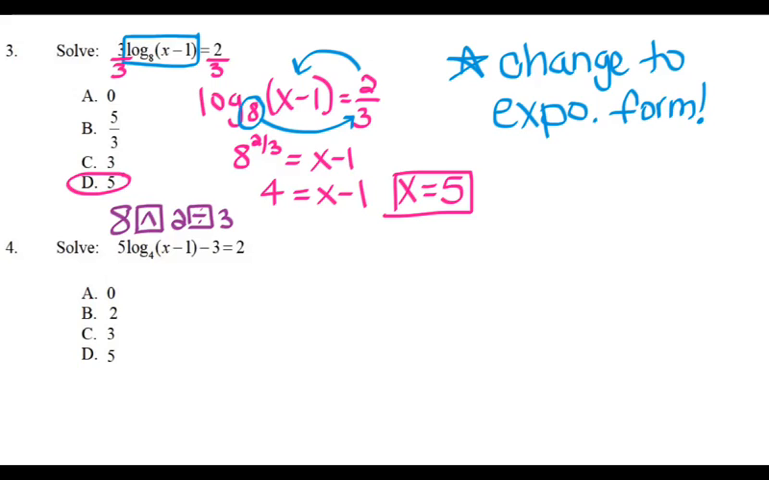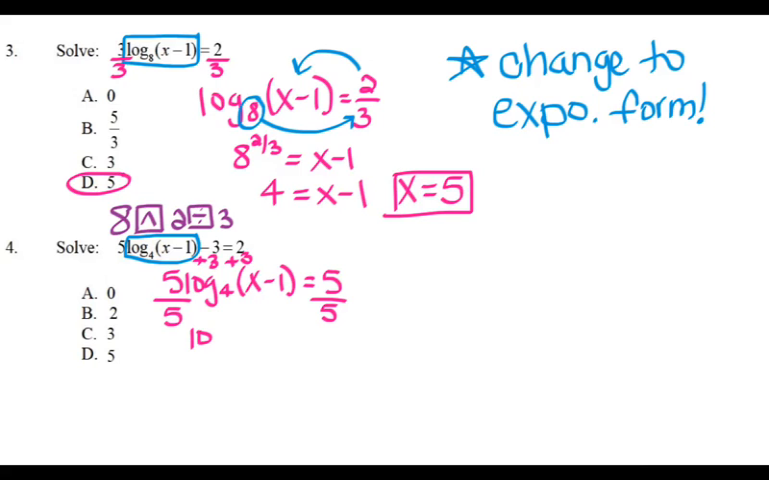Number 4, we still need to isolate our logarithm, but now we have two numbers that we need to move around. So I'm going to start by adding the 3 to both sides. So that gives me 5 log base 4 of x minus 1 equals 5, because again, I added 3 to both sides. I can divide both sides by 5, because again, I want to isolate that logarithm. So I get log base 4 of x minus 1 equals 1.